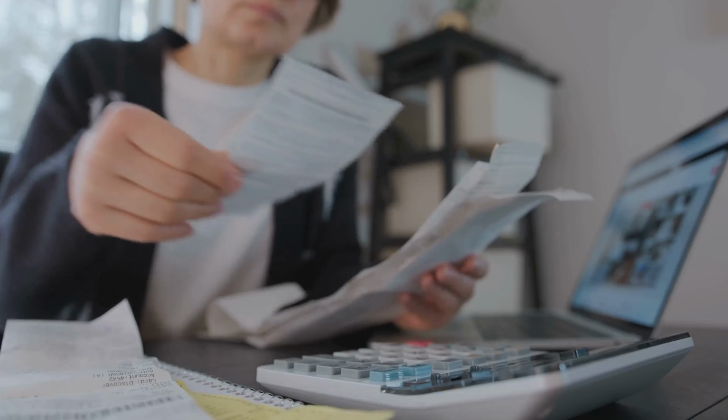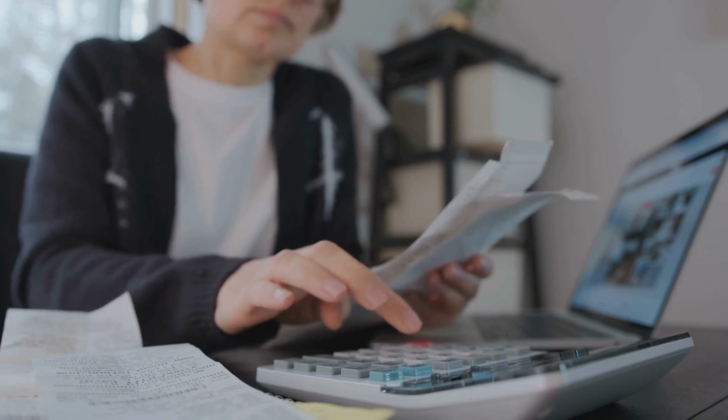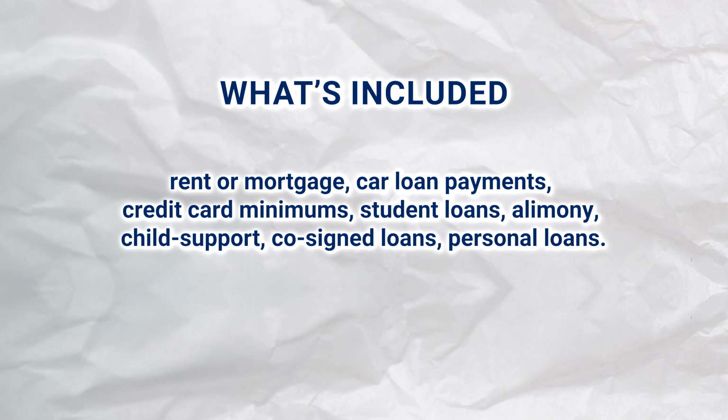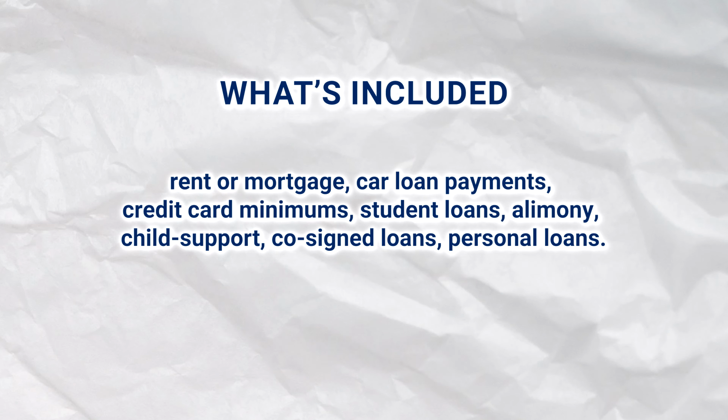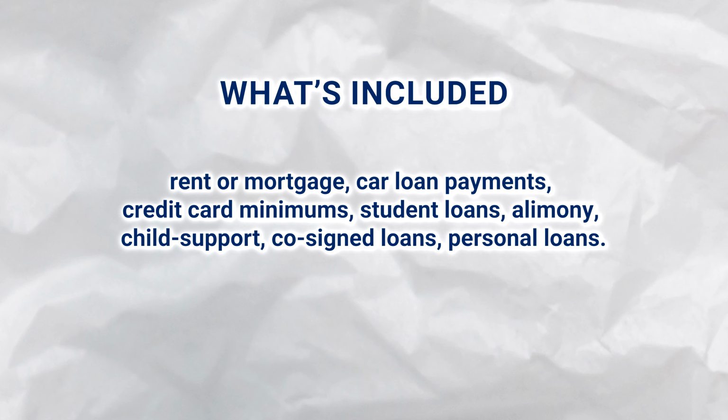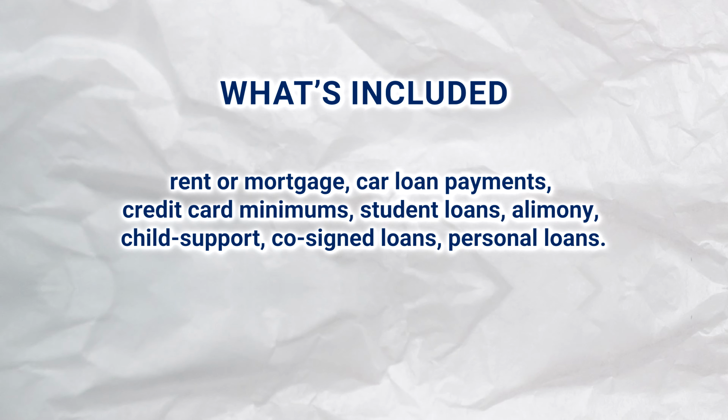So, what debt payments do we include in our DTI calculation? These include rent or mortgage, car loan payments, credit card payments, the minimum payments, not the credit card balance, student loan payments, personal loan payments, alimony, and child support. If you've co-signed a loan with somebody, that could count against you. Any payments like that go into your total monthly debt payments.